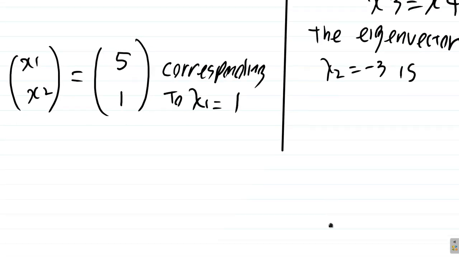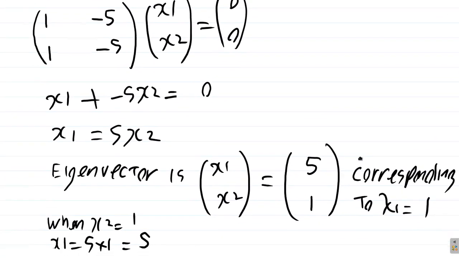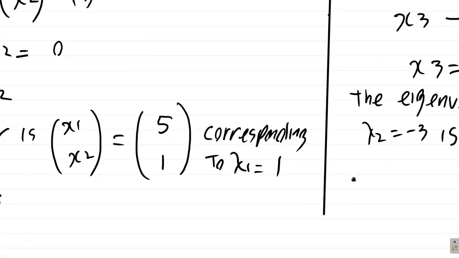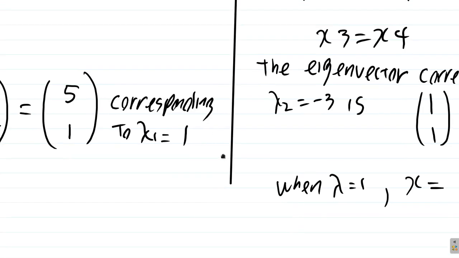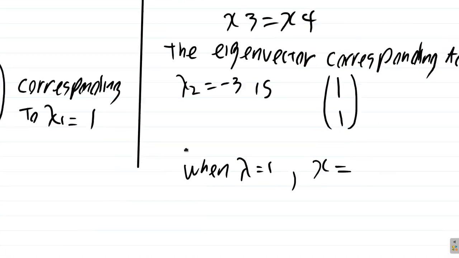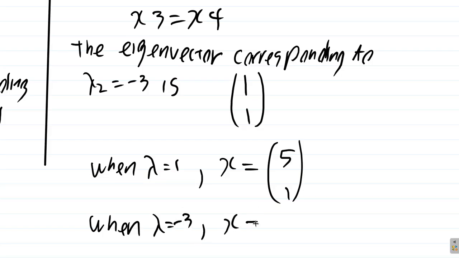So in summary, when lambda equals 1, the eigenvector x is 5, 1. And when the eigenvalue lambda is negative 3, the eigenvector x is 1, 1. Alright.